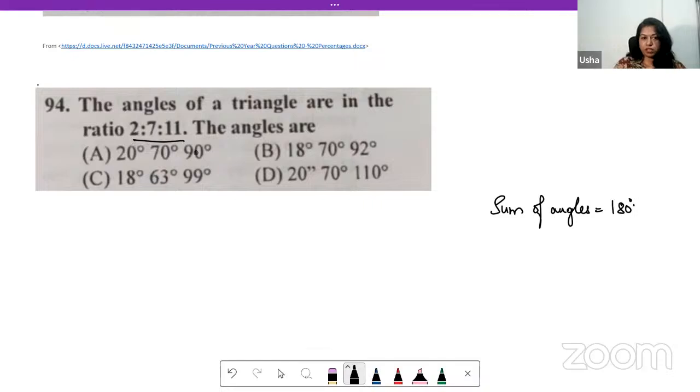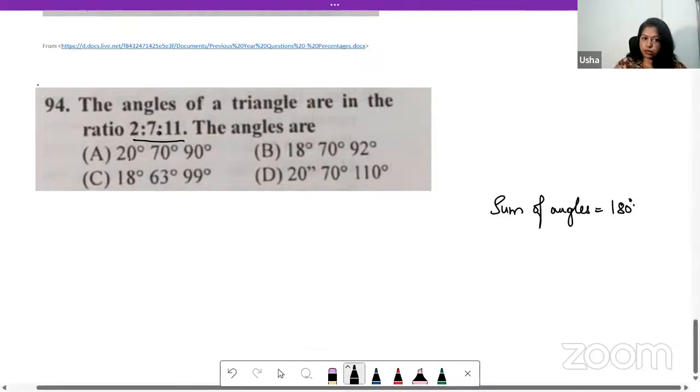Now, if you check the first option, total is 180. Right, 20 plus 70 is 90, plus 90 is 180. Are they in the ratio? This is 2 into 10, this is 7 into 10. Then this should be 11 into 10, which is not, which is 90. Therefore, it is wrong. Now check the second option.